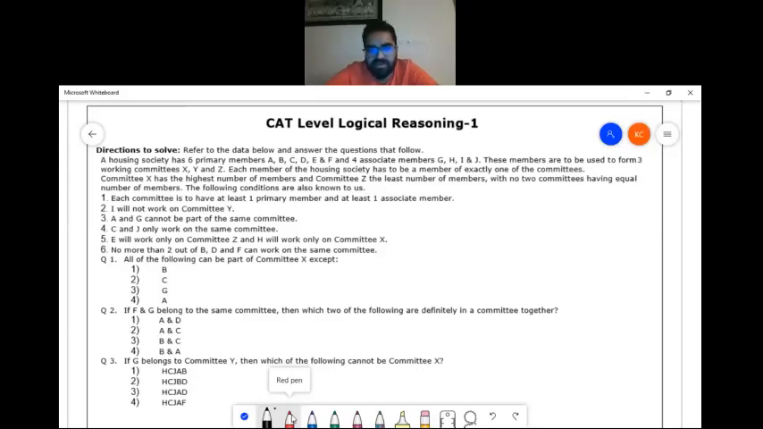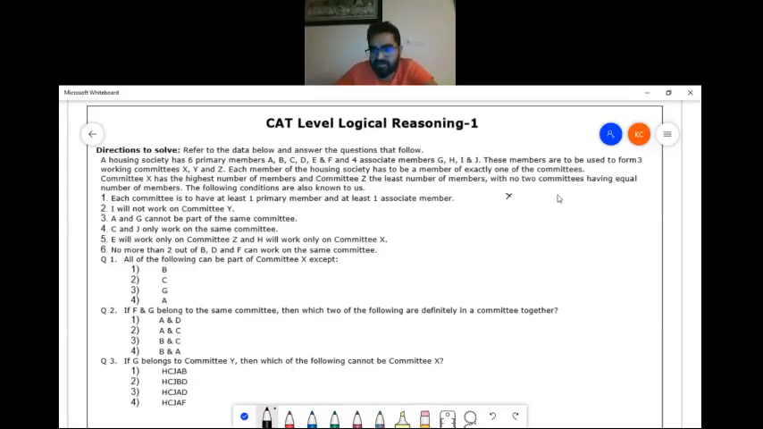So if you see 6 plus 4, we have 10 members. No two have the same numbers, so the sizes can be 5, 3, 2, or 6, 3, 1, or 7, 2, 1, something of that sort. Each committee will have at least one primary and one associate member. So this is the only solution possible, 5, 3, 2. So X will have 5 members, Y will have 3 members, and Z will have 2 members. That is what is given to us.